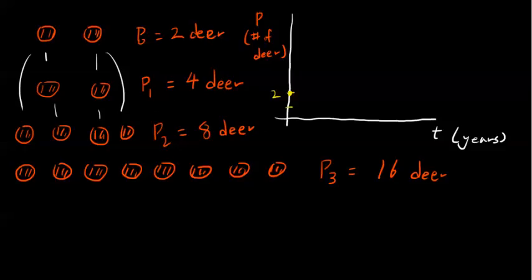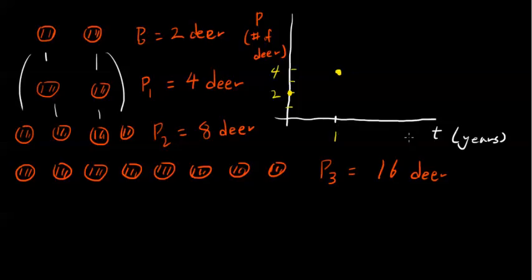At time 1, now we have 4. At t equals 1, we have 4 deer. Let me move this dot away. Let's move 1 further right so it's easier to see how the graph is going. At time equals 1, we have 4 deer.